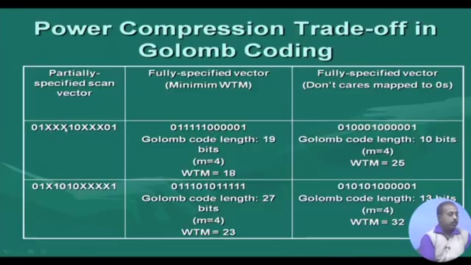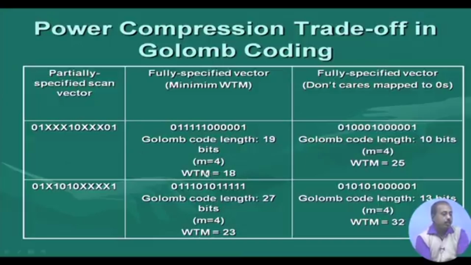Similarly, this group of x's is bounded by 2 ones, so they should be filled up with 1s. So this is the test pattern that we will get if we want to minimize the weighted transition metric. If we code this particular test vector, the Golomb code length will be 19 bits. It is not shown here explicitly, but if you do the exercise of finding the runs of zeros and coding them using the table that we have shown previously, the length will become 19 bits.